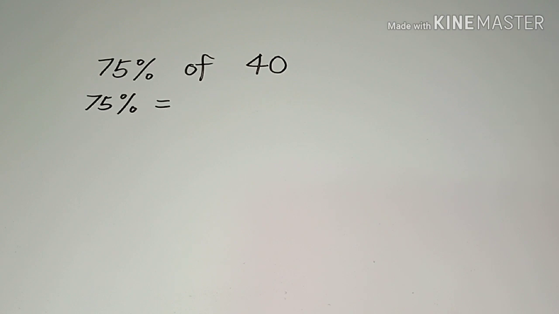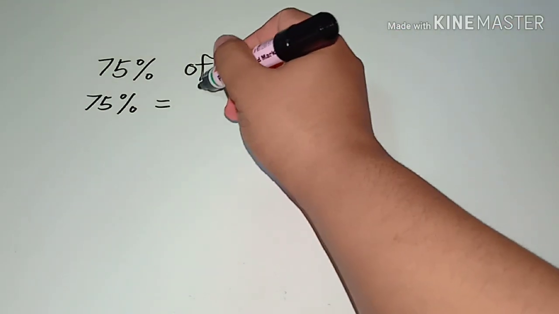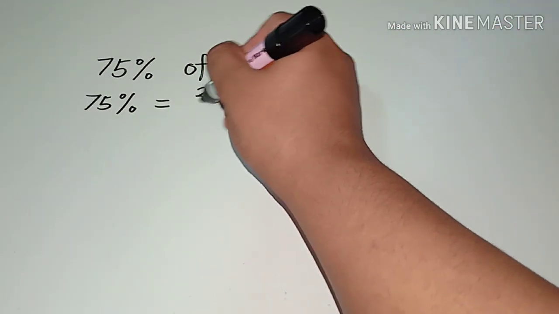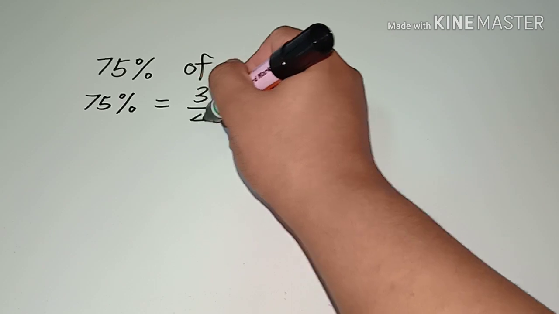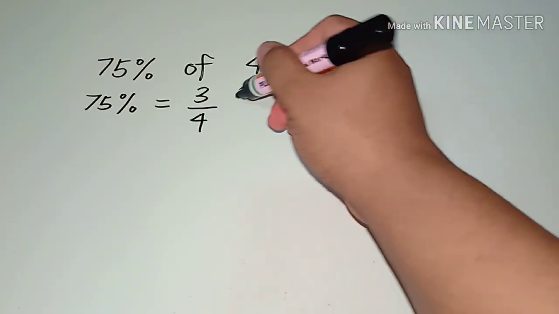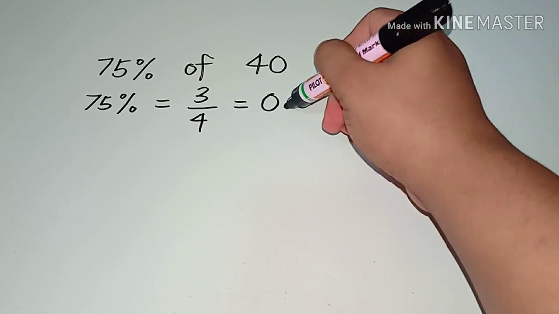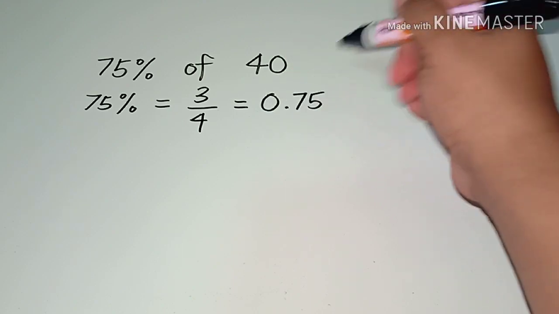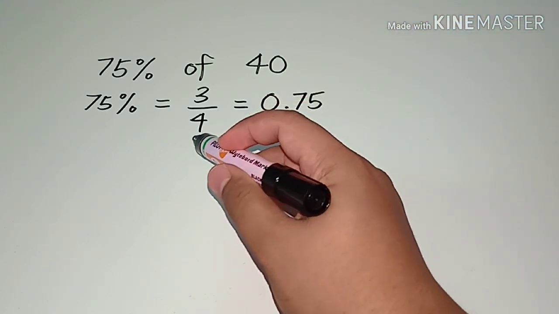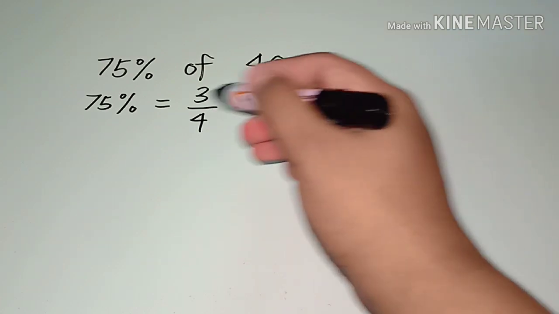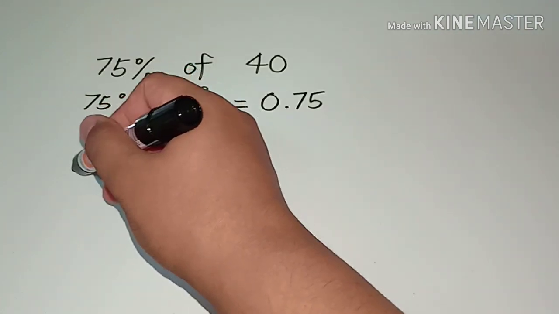75% is equal to 75 over 100, because percent means out of 100. So therefore, when you simplify 75 over 100, the fraction form of 75% is 3/4. And when you convert that one into a decimal form, that's 0.75. So we will use fraction and the decimal form, so we will multiply it by 40.